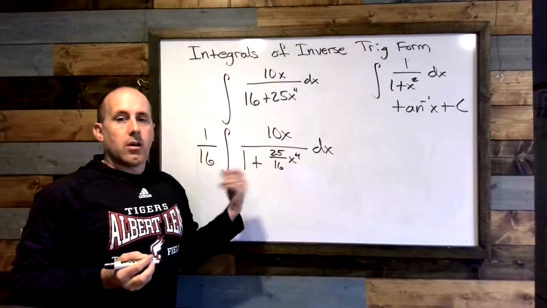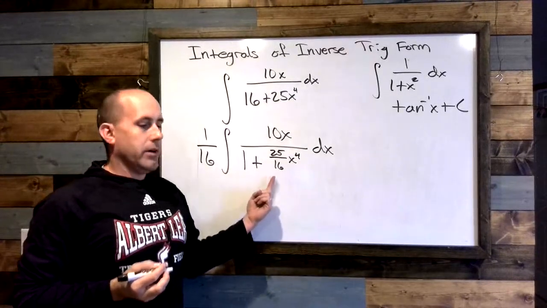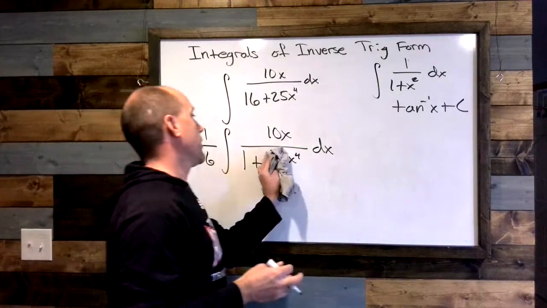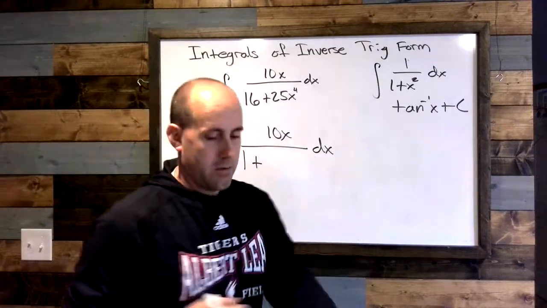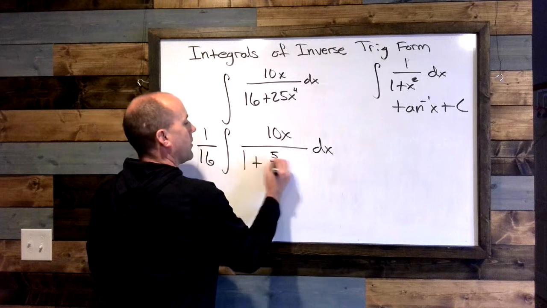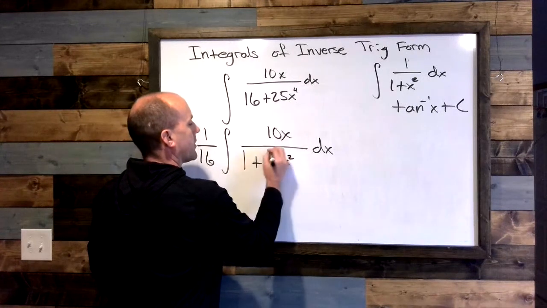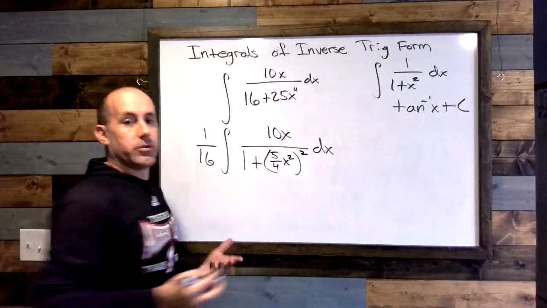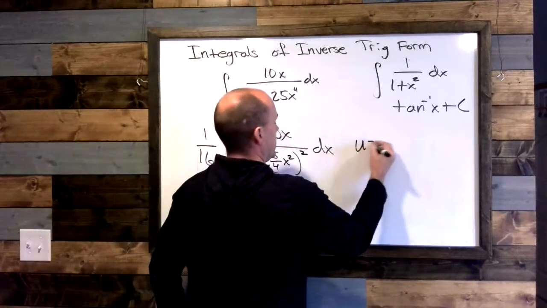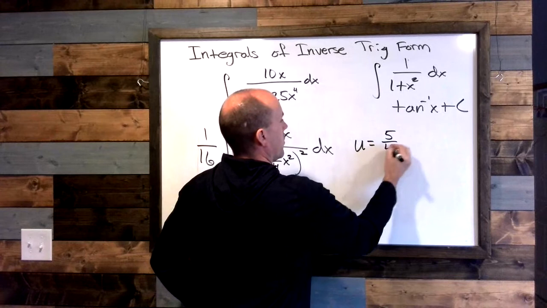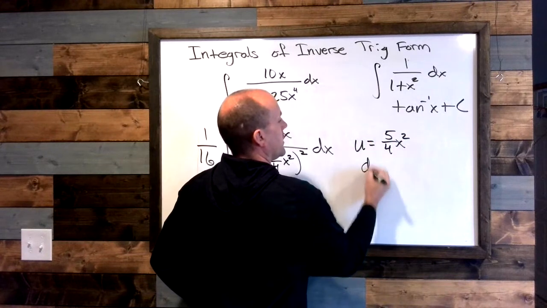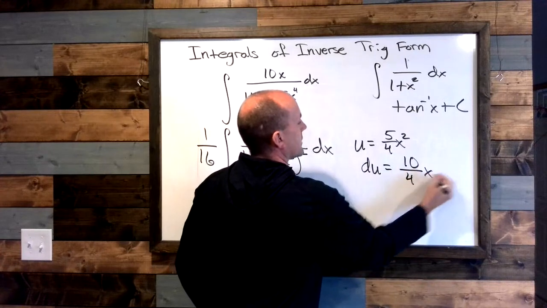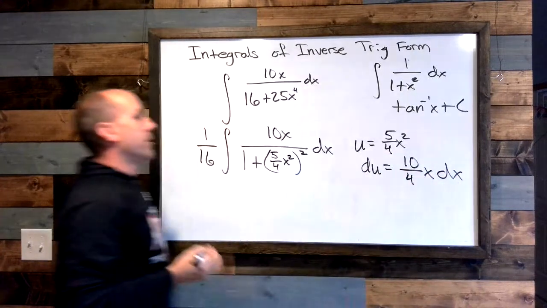Now, we have a perfect square right here. What do you square to get 25 over 16 x to the 4th? Well, 5 over 4 x squared, quantity squared. So that's what we're going to choose to have for u. U is equal to 5 over 4 x squared. So du is equal to 10 over 4 x dx.